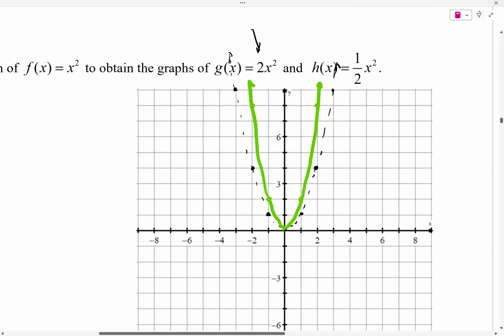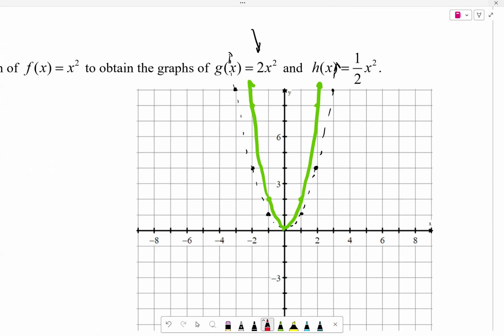I'm lucky enough to happen to have my fuchsia marker. So that 1/2 for h of x is on the outside of the function, which means all the points will, in this case, not be stretched. In this case, the word is compressed. Compressed by a factor of 1/2.